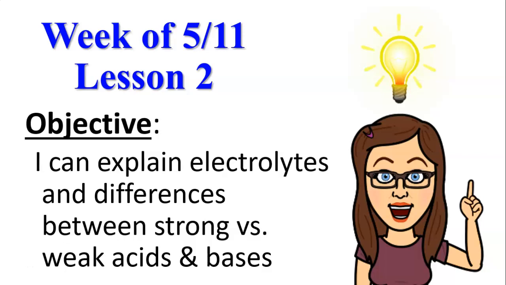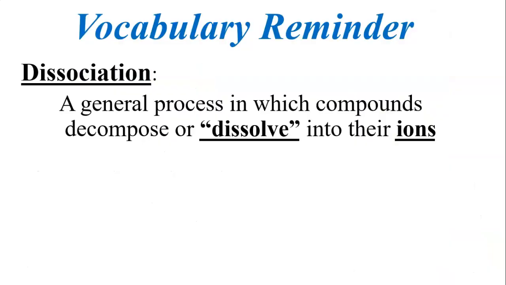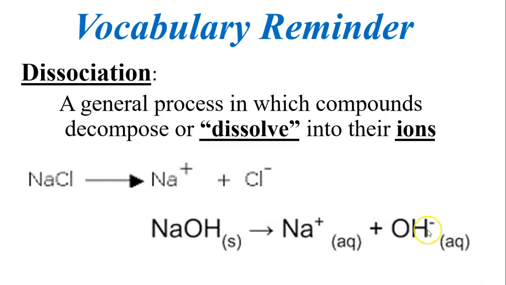Today we're going to review a little bit about electrolytes and then learn the differences between strong and weak acids and bases. So we talked about this term dissociation just a little bit earlier in April when we talked about the solutions unit. As a reminder, dissociation is a process where compounds decompose or dissolve into their ions. Okay, so really to dissociate is kind of like dissolving with a charge.